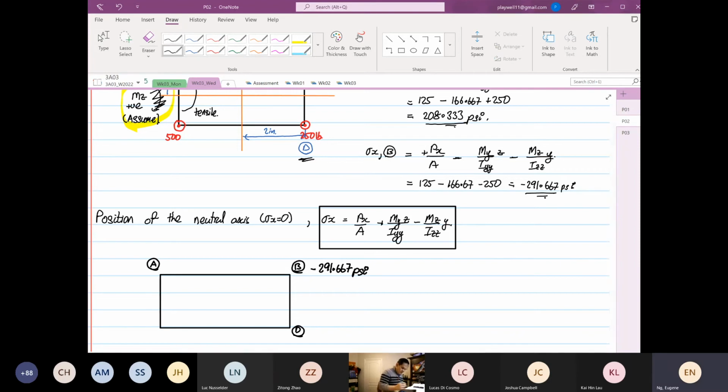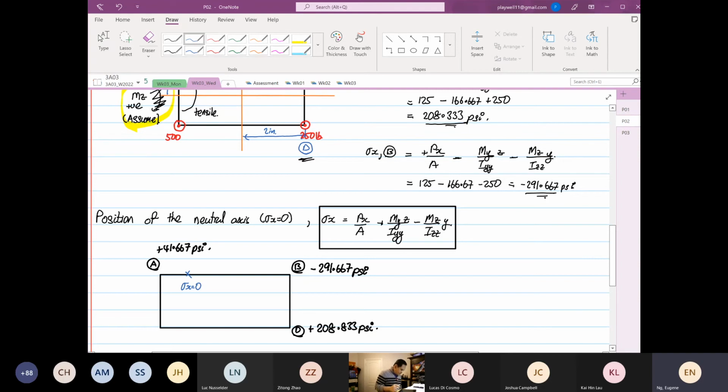Okay, and then we have positive at point D, 208.833 psi, and then we have a positive 41.667 psi. Okay, so we know that at a certain point out here, right? At a certain point out here, this is just a sketch, okay? A certain point out here, stress X is equal to 0.